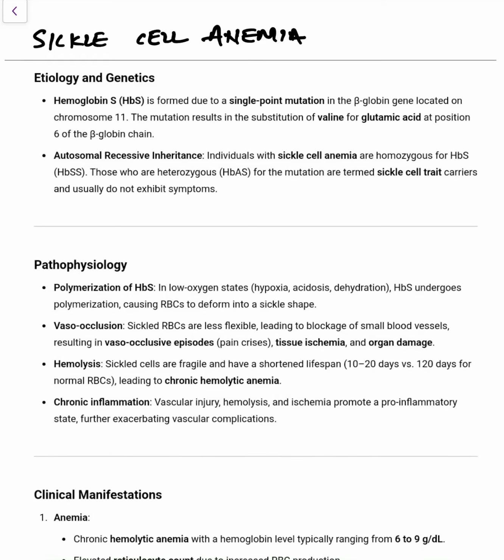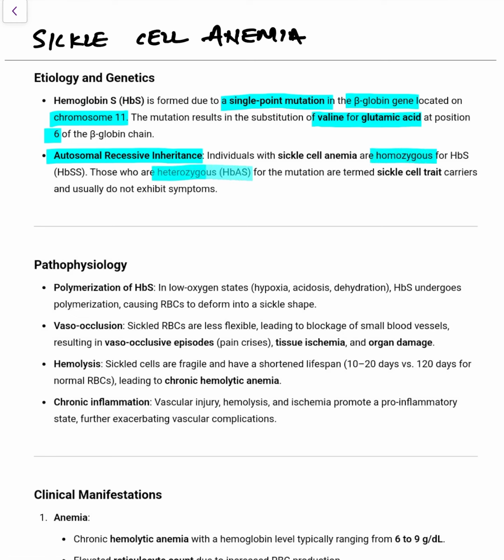Okay, what is the cause? It is caused because of a single point mutation in chromosome number 11 for the beta globin gene. Okay, what happens here is, in the beta globin chain, there is a substitution of valine for glutamic acid. You can remember it by: valine wins over glutamic acid at the sixth position of the beta globin chain. It follows autosomal recessive inheritance. Okay, so if there is homozygous presentation, then the disease symptoms will come.